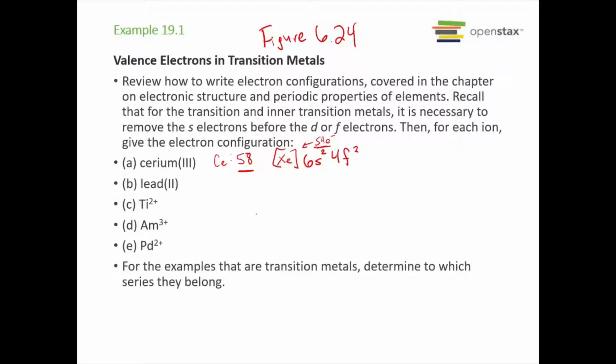Now, since this is cerium 3+, that means we have a charge of 3+. So we need to go ahead and get rid of 3 electrons. Since the s electrons come off first, these 2 electrons are gone from the 6s shell, and then one of these f orbital electrons is gone. So for cerium 3+, we get xenon 4f1 for our final electron configuration.